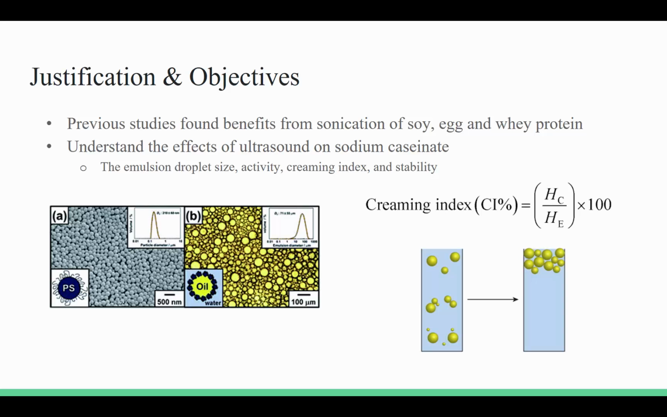And then this is an example of the creaming index. To measure the cream, you take the height of the cream over the height of the total emulsion, and then times 100 to give you that percentage.